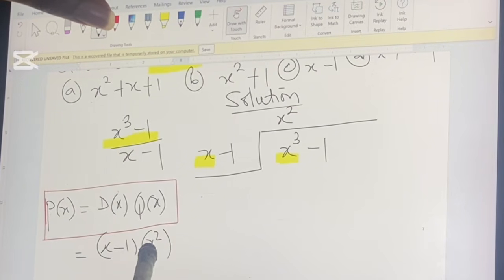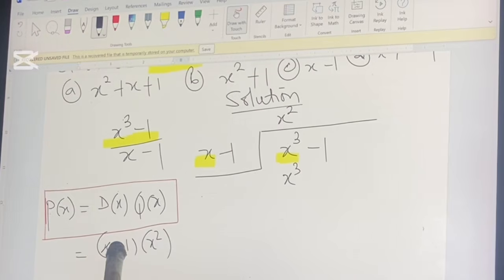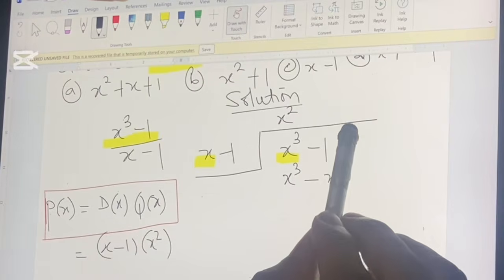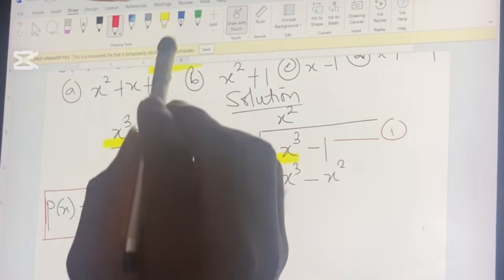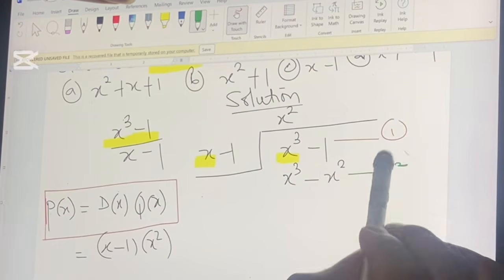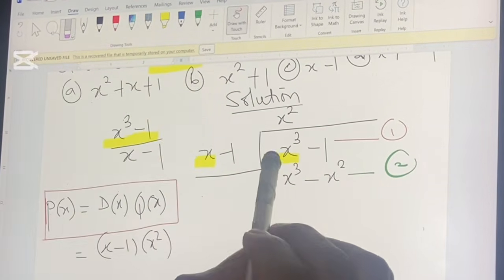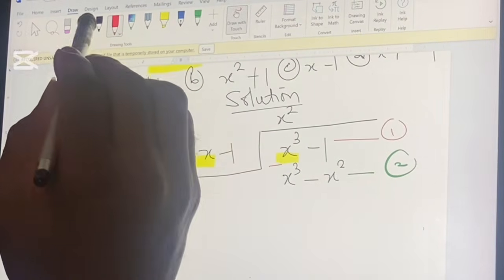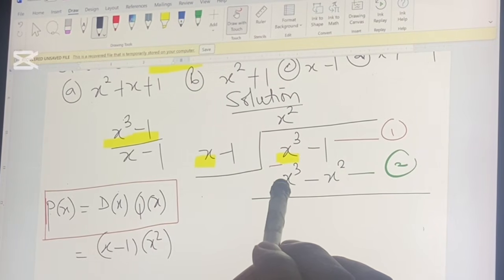So let's multiply: s squared times s will give us s raised to the power of 3. s squared times minus 1 will give us minus s squared. The difference between the old polynomial and the new one is minus. Please take note. So now let's subtract the new from the old. s raised to the power of 3 minus s raised to the power of 3 will be 0.